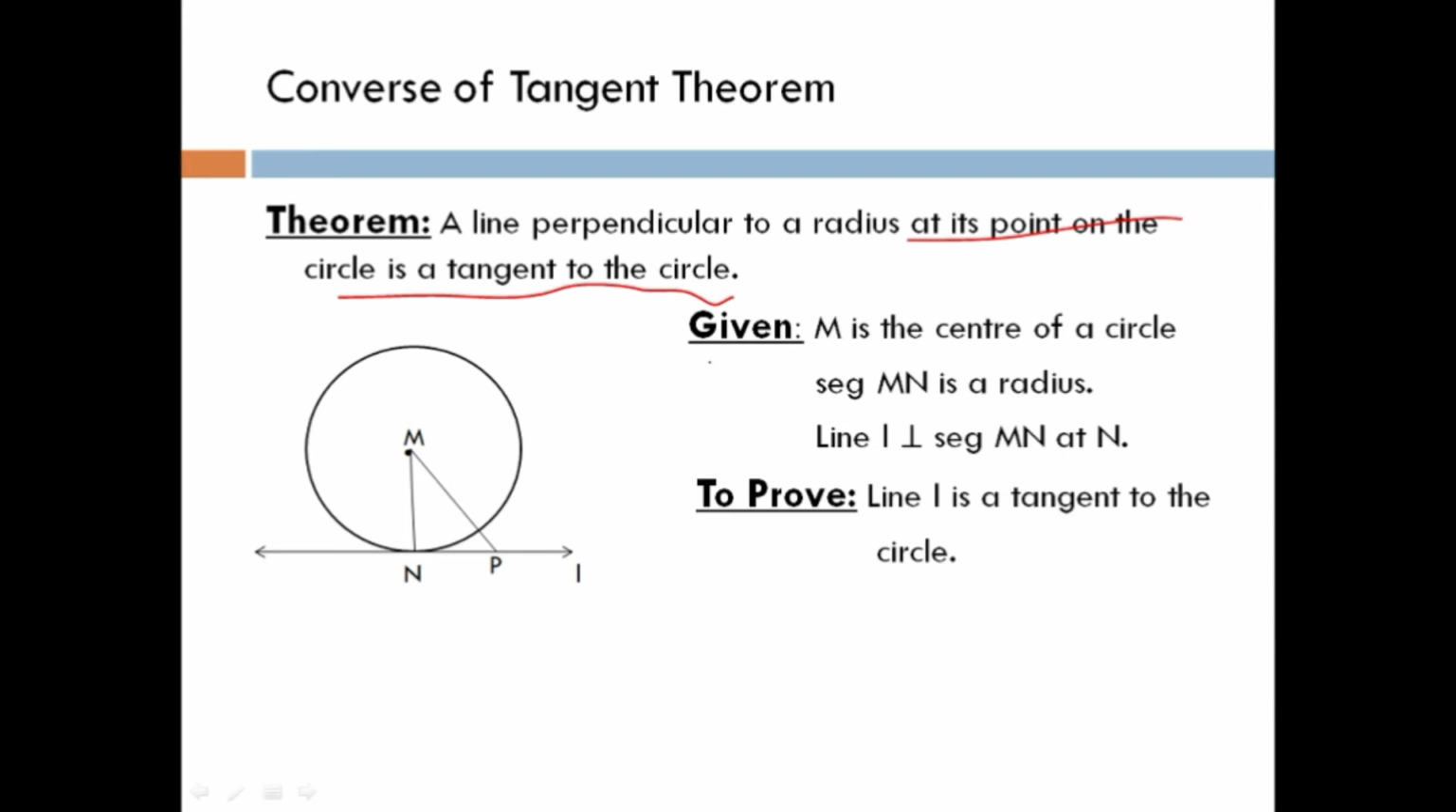Okay, so the given thing is M is the center of the circle. This is the center. MN is the radius of the circle, and line L is perpendicular to the segment MN at N. This is the perpendicular. Now if you notice here in the given, they have not mentioned that line L is a tangent. Okay, so remember this thing. You have to prove that it is a tangent, right? So to prove line L is a tangent to the circle.